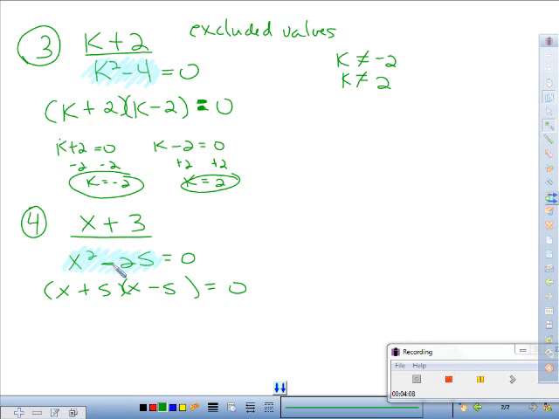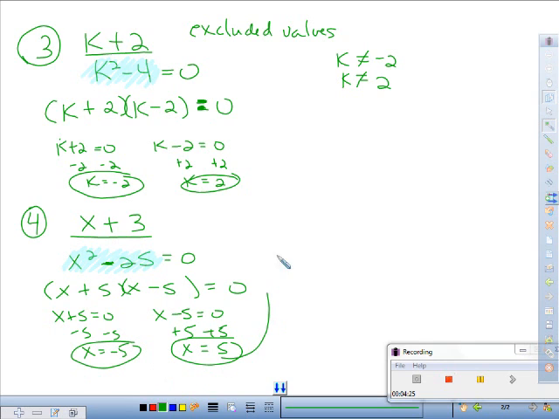This is the difference of 2 squares, x, 5, 5. So I'm going to set x plus 5 equal to 0, and x minus 5 equals 0. Solve both these little guys, and those are the 2 answers that Michael came up with. Those are your 2. So x cannot equal negative 5 and x cannot equal 5. Those are your excluded values. That's all we did.